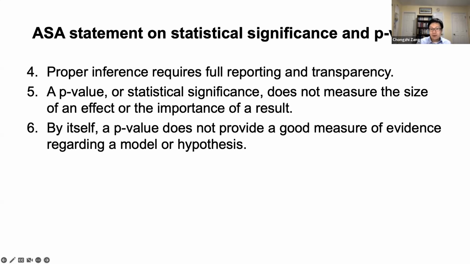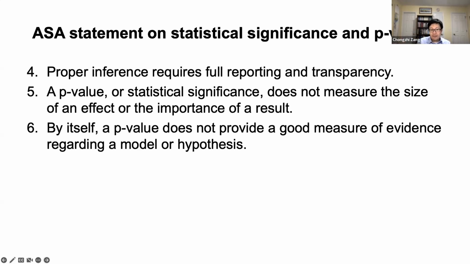And four, proper inference requires full reporting and transparency. In this p-value context, it means that we should clearly state what test was used to generate the p-value and what the null hypothesis is, if it's not clear. So that's why, when we report our data, instead of simply saying the p-value is less than 0.05, we clearly specify what test was used, and if needed, also report what the null hypothesis is.